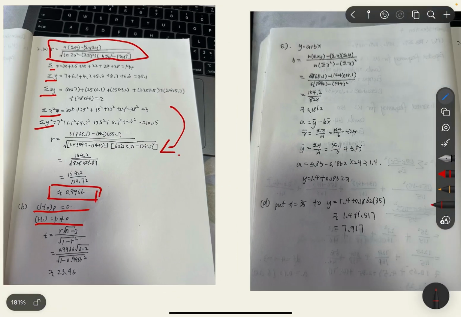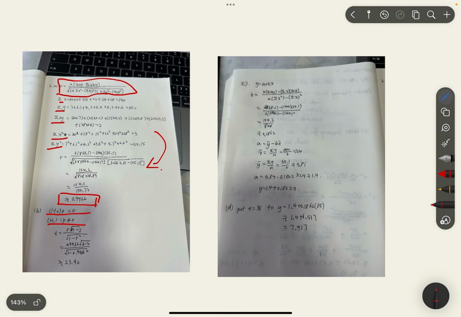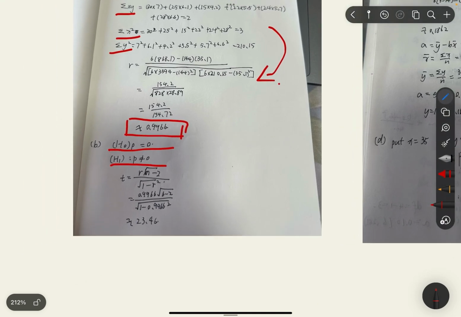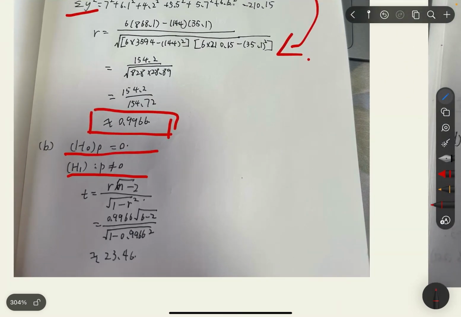In question 2, for the next step, we need to compute the test statistic. The statistic for the correlation coefficient is given by this formula. We use this formula for our data. We put our data in this formula, and we get the answer 23.46.